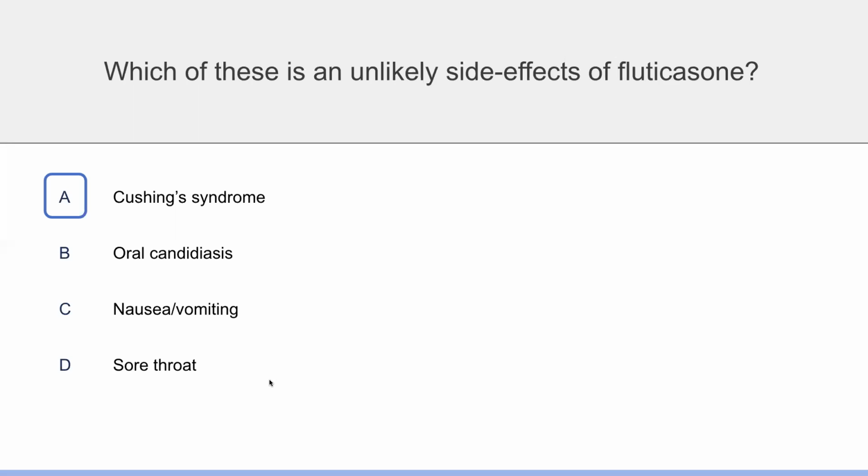Yeah, so this one was probably a bit trickier, but as I talked about earlier, remember that fluticasone is inhaled. So it's only working in the lungs. So you're not having effects on the whole body. It does reduce inflammation, so you're more likely to get infections. Nausea and vomiting is pretty much a side effect of all drugs. So as long as it's there, ignore it as an option.